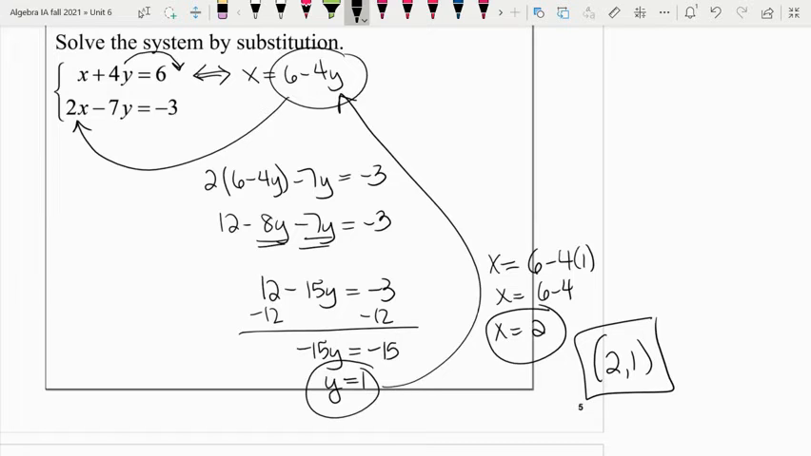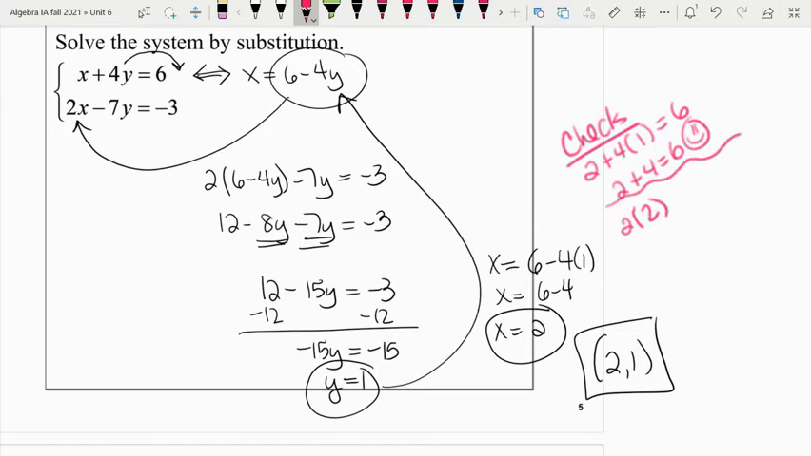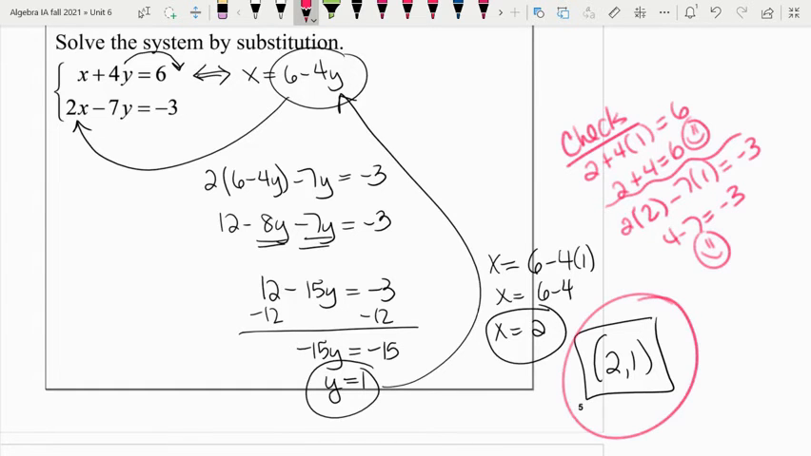So let's do a check on this. X is 2. So let's do a new color here. So check here. It's the first equation, so I'm going to put 2 plus 4 times 1. Does that equal 6? 2 plus 4 equals 6. The answer is yes. And then the next one, 2 times 2 minus 7 times 1. Does that equal negative 3? So 4 minus 7 equals negative 3. The answer is yes. There's a solution.